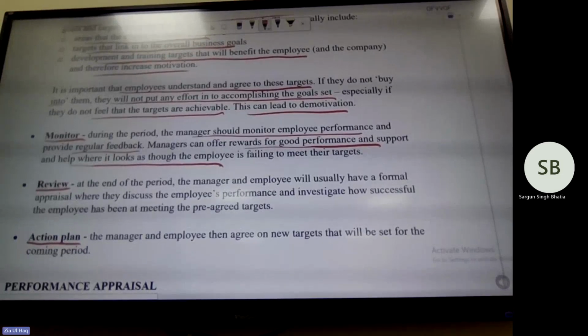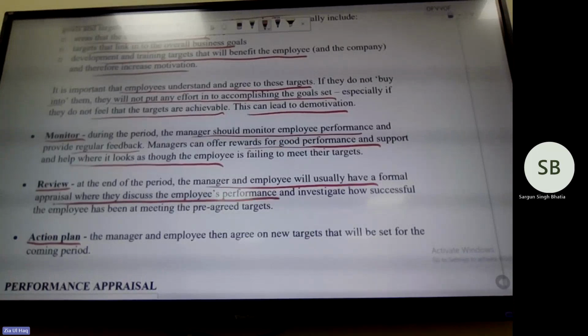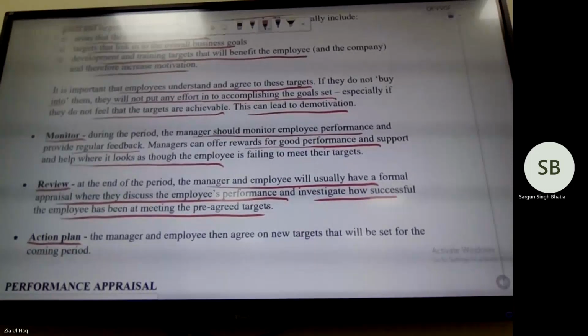And at the end, you need to review. What is meant by review? Comparing actual performance with planned targets. At the end of the period, the managers and employees will usually have a formal appraisal where they discuss the employee's performance and investigate how successful the employee has been in meeting the pre-agreed targets.